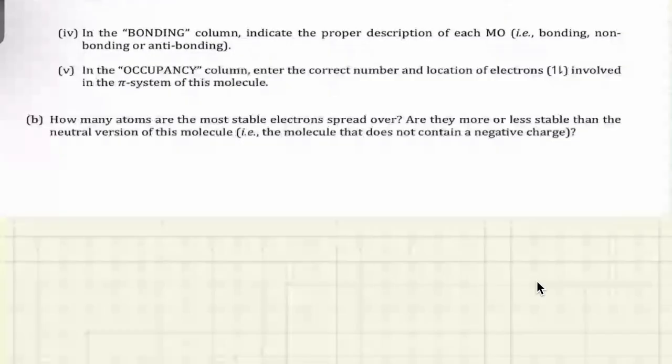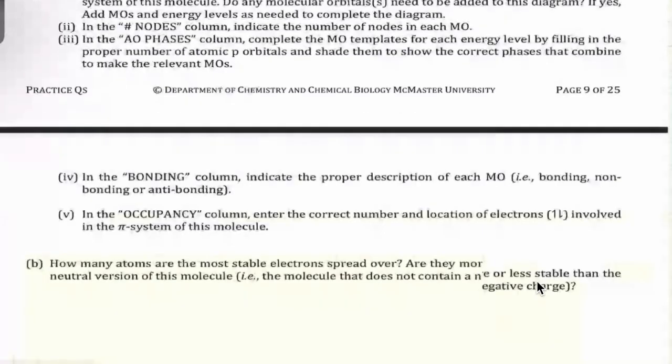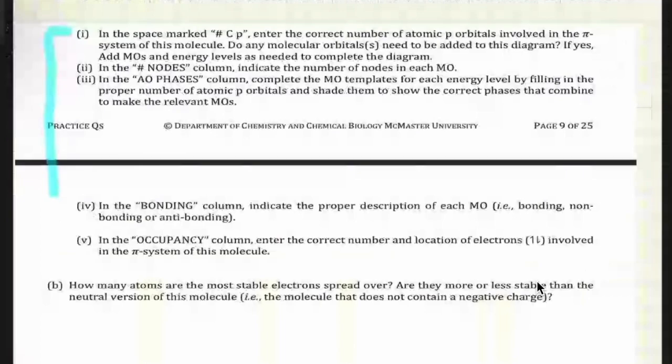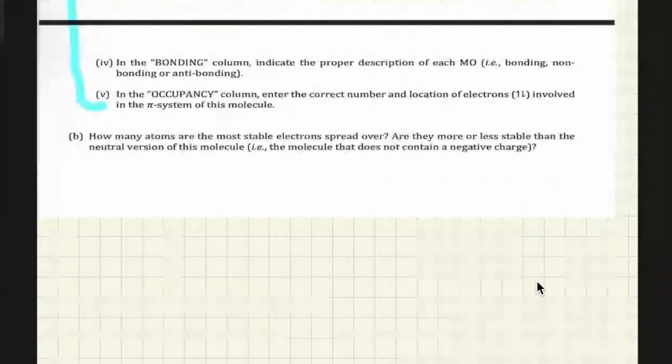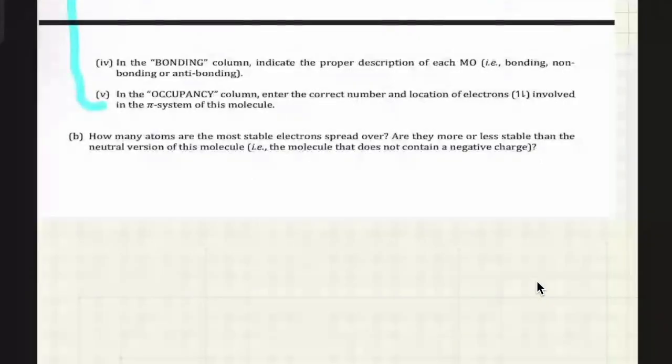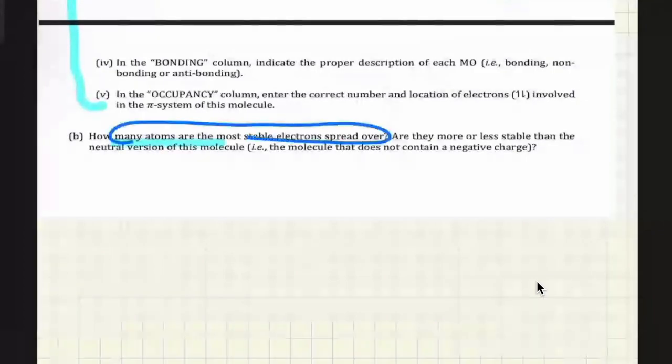So before that, you can see there was already a set of instructions. You can read through that, but I hope that the explanations that I gave you while working through this question were also helpful, along with these instructions that were already given by the professor. Yeah, so coming on to this part, which talks about how many atoms are the most stable electrons spread over. And then they ask, are they more or less stable than the neutral version? So how many atoms? That is a very targeted question.